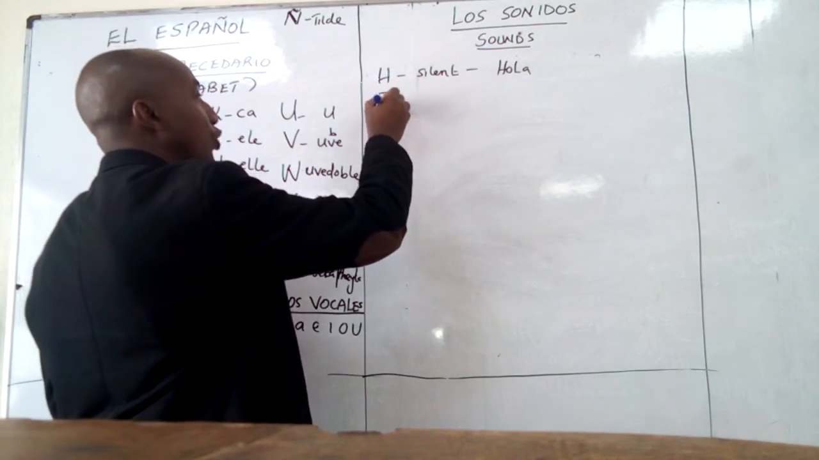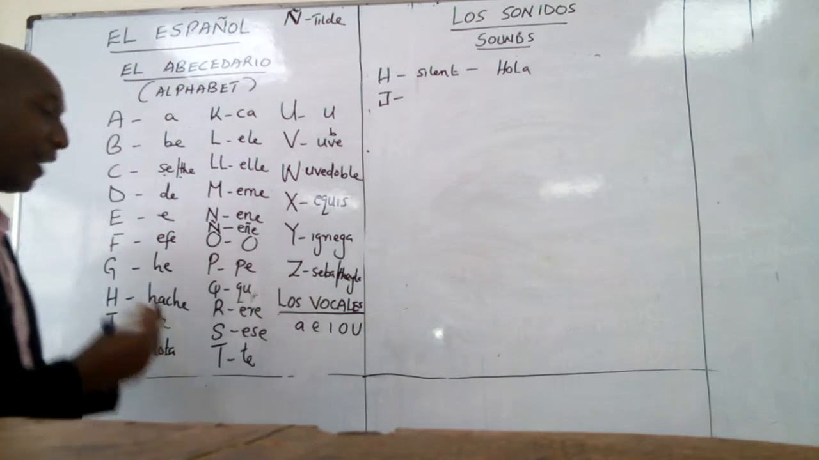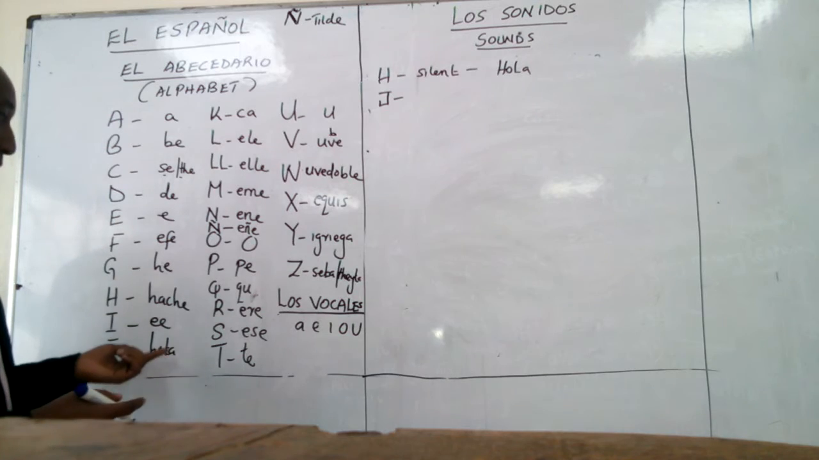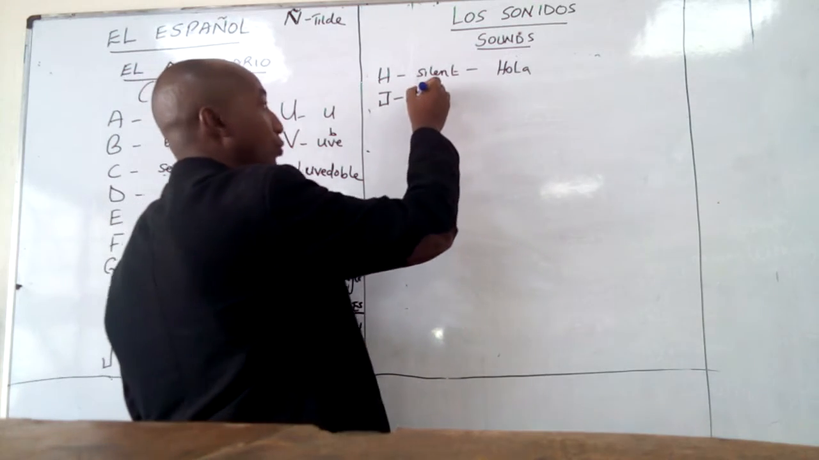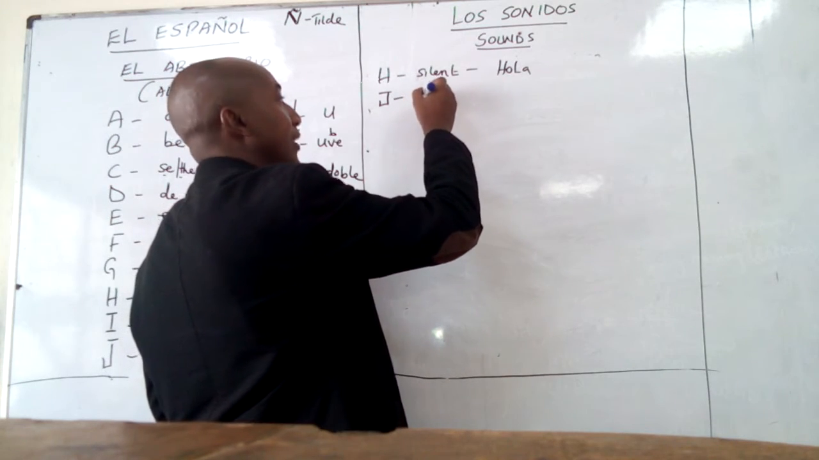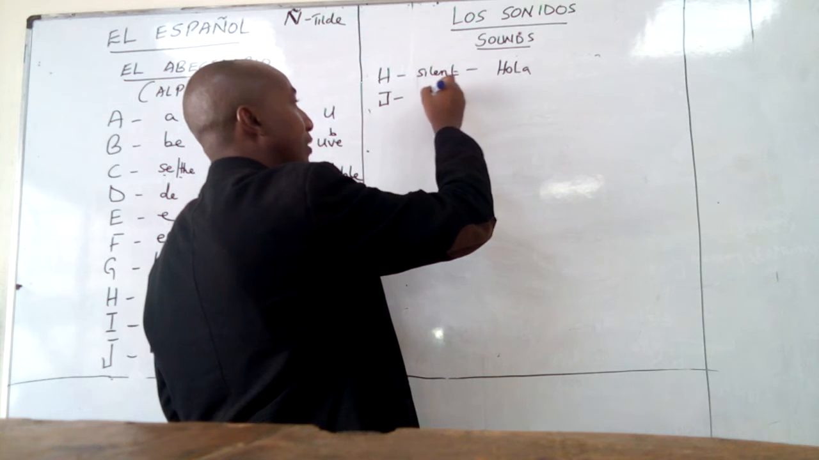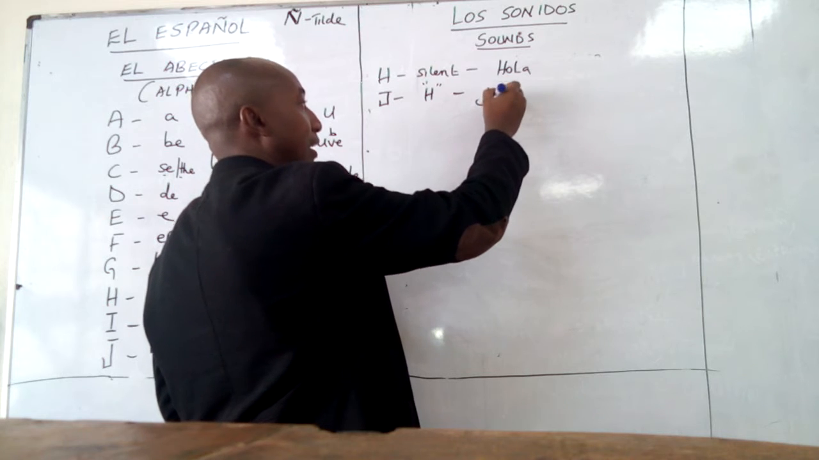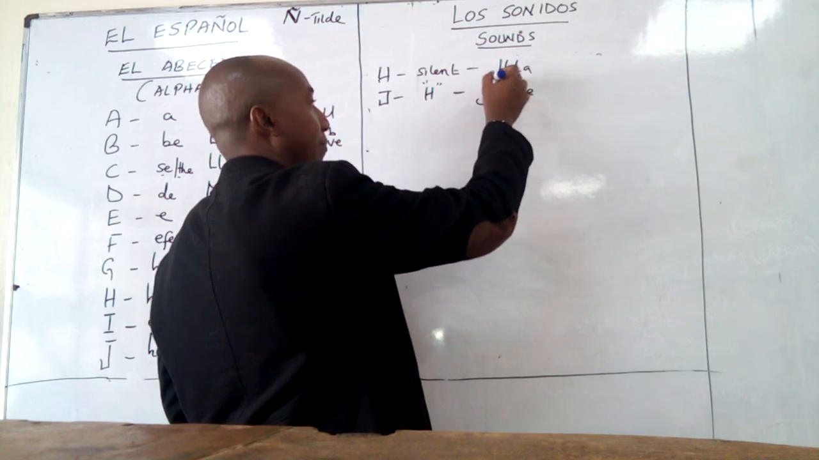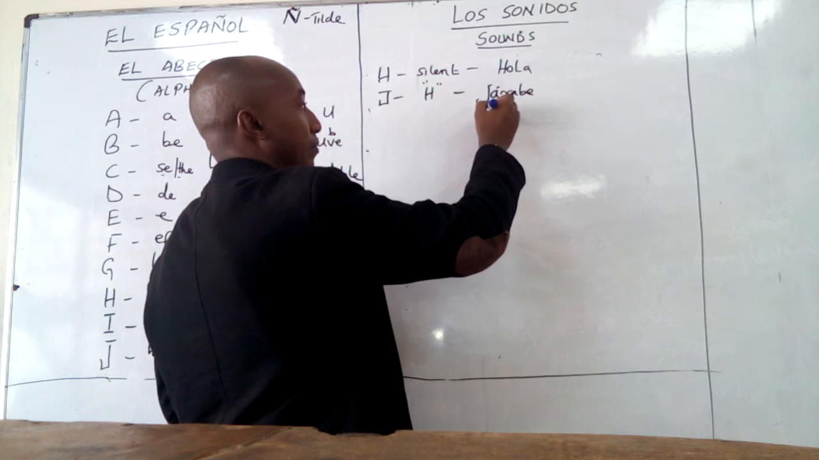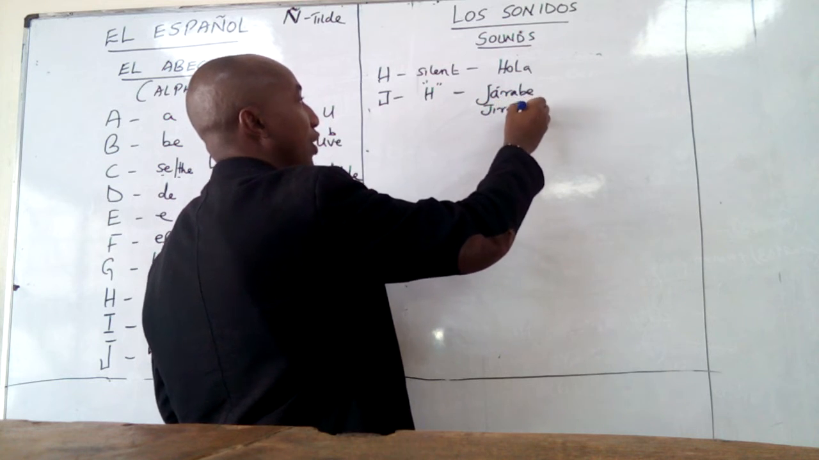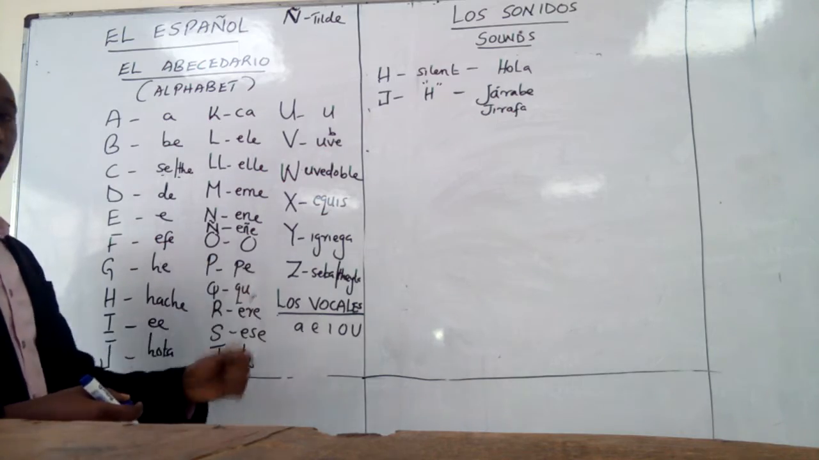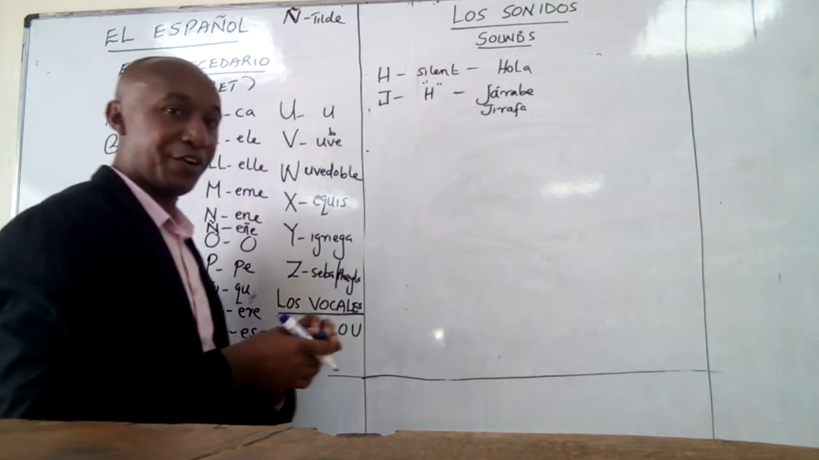Then we have letter J. So letter J in the alphabet, I told you that it is jota. And therefore, I am going to reciprocate the same sound. So I'm going to use a strong H sound, a strong one. So you will hear me say something like jarabe, jirafa, but not ja, not he, so not that one.